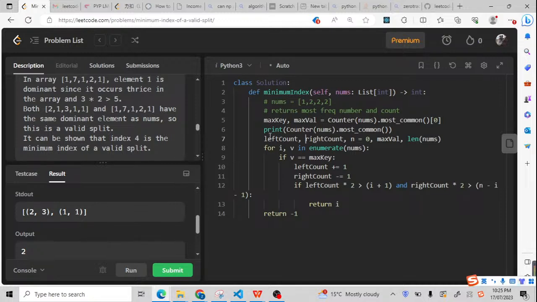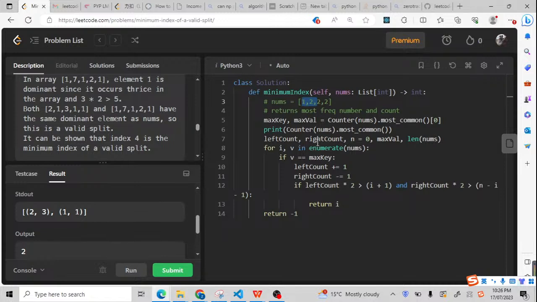The left count and right count are used to count how many 2s are on the left side and how many 2s are on the right side. For the right count, I just use this max value, because before the loop the right count should be 3, the left count should be 0, and n is the length of nums. Why? Because before, I didn't go through the nums, I didn't go through the loop. So these are the initial values for left count and right count.